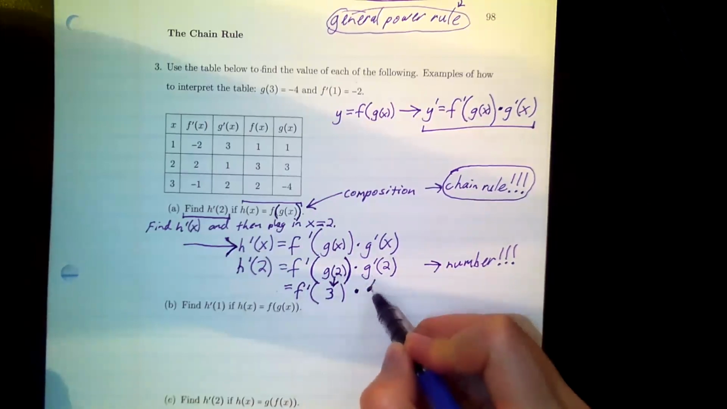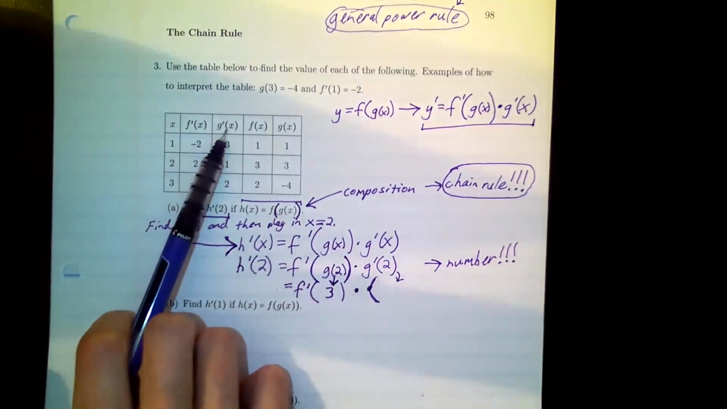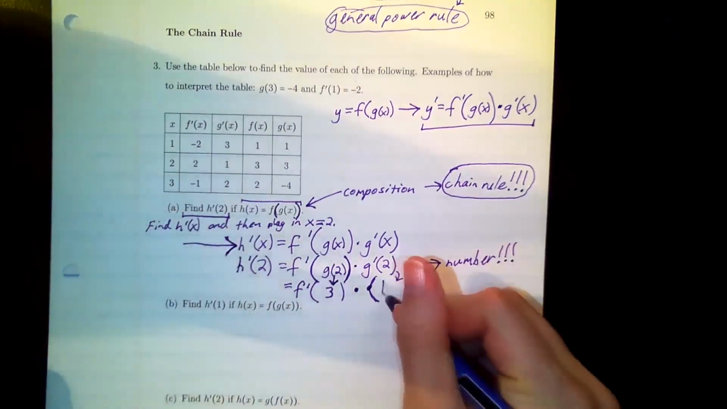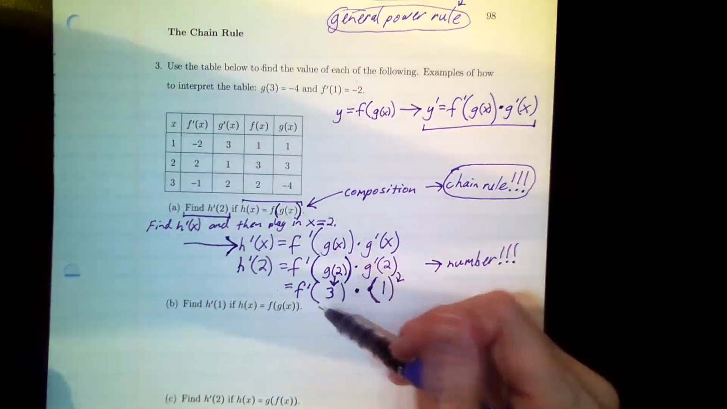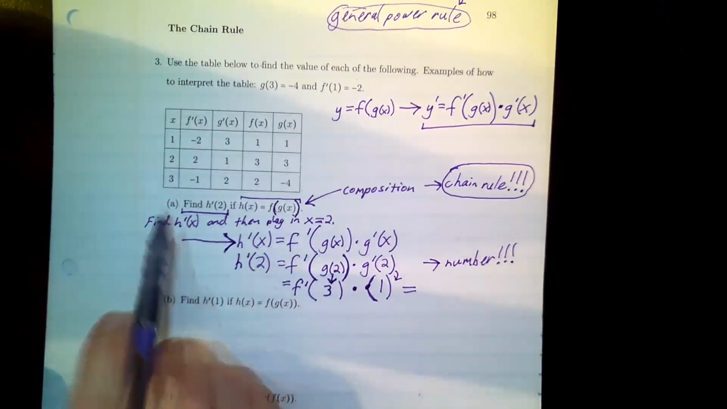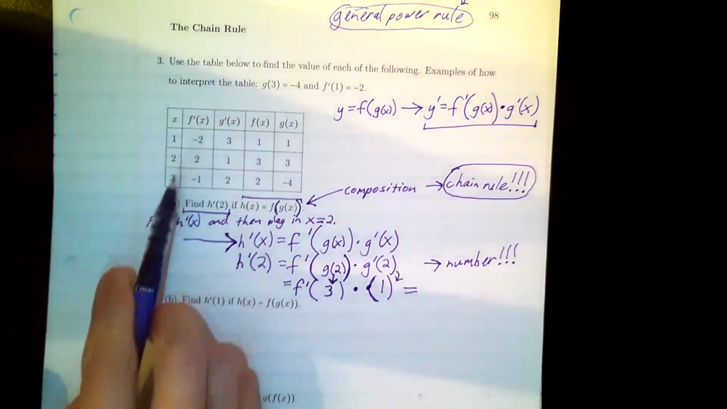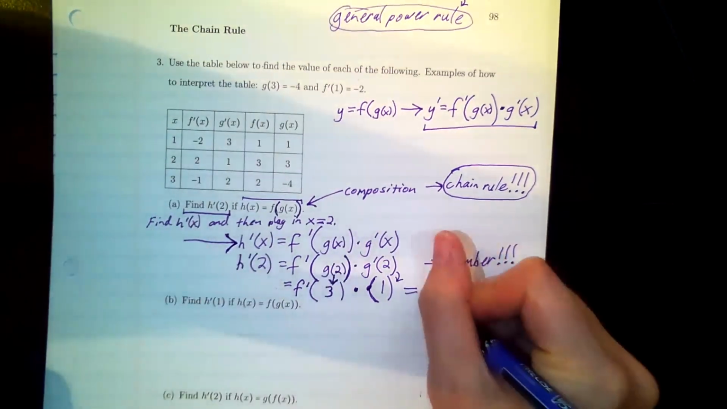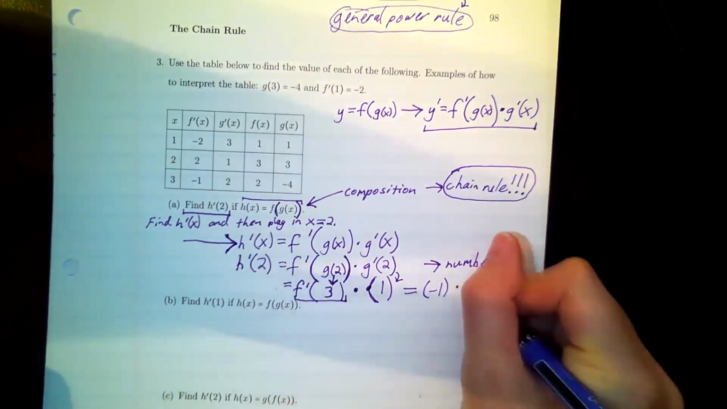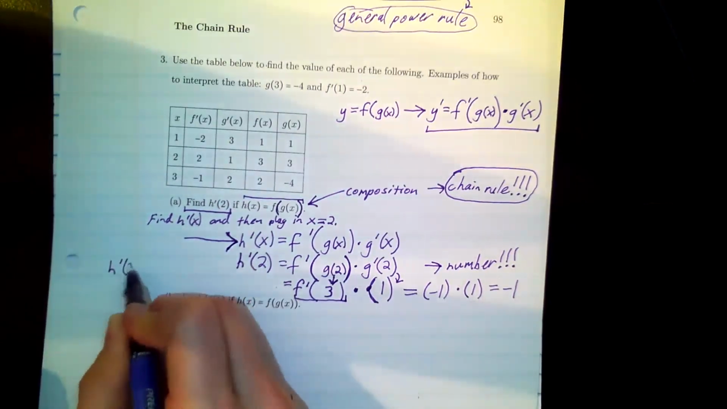So let's go ahead and write out, what is g prime of 2 while we're here? Find g prime column. There it is. G prime of 2 is 1. We're almost there. We have f prime of 3 times 1. What is h prime of 2 going to equal? F prime of 3 is -1. So find the f prime column, go to 3. F prime of 3 is -1. So this whole thing here is -1 times 1, which means h prime of 2 is -1. Let me write that over here as a conclusion.